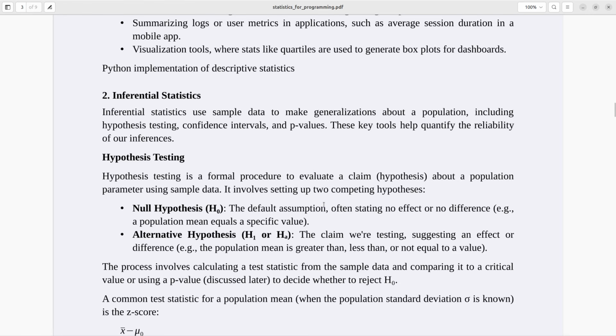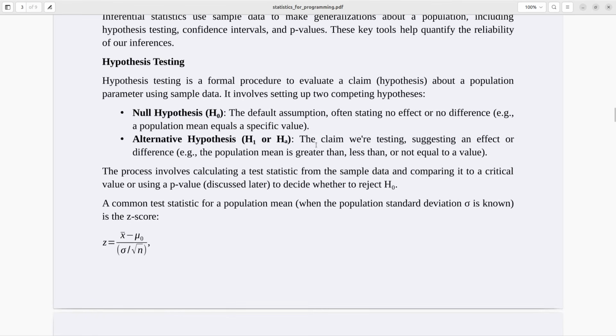And the other one is called the alternative hypothesis. We call it H1 or HA here, okay? And what is it about? It is just the claim we are testing. The alternative hypothesis suggests an effect or difference. For example, the population mean is greater than, less than, or not equal to a given value that you already stated in the null hypothesis, okay? So the null hypothesis means that we don't have some effect come up after some action is done. And the alternative hypothesis claims that some effect is really achieved after some action is done, okay?